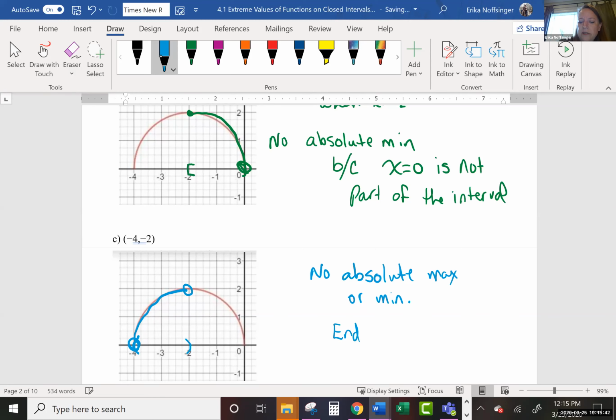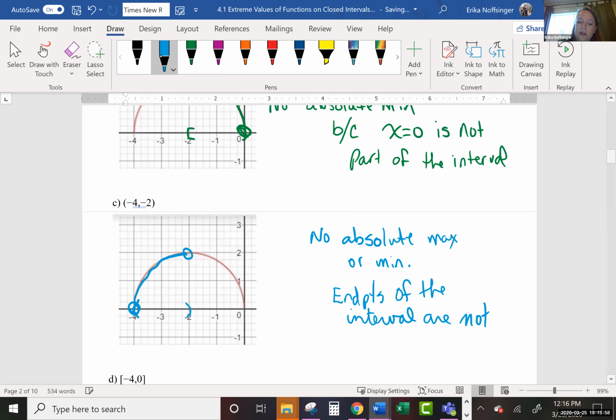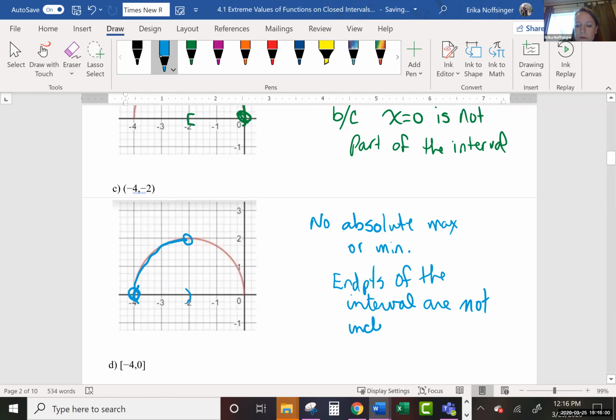So the endpoints of the interval are not included. If I was looking at limits though, those limits would exist. They would go to 0 if I was approaching -4 on the right, or if I'm approaching -2 on the left, I'm going to 2. But there's no absolute max or absolute min.